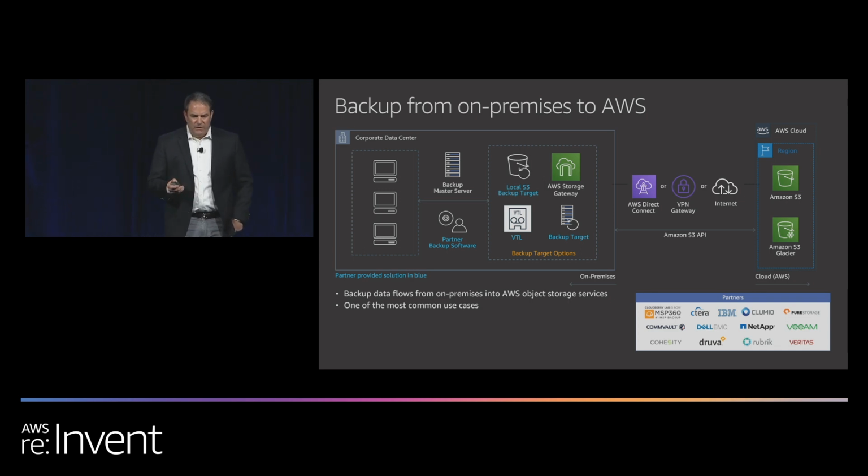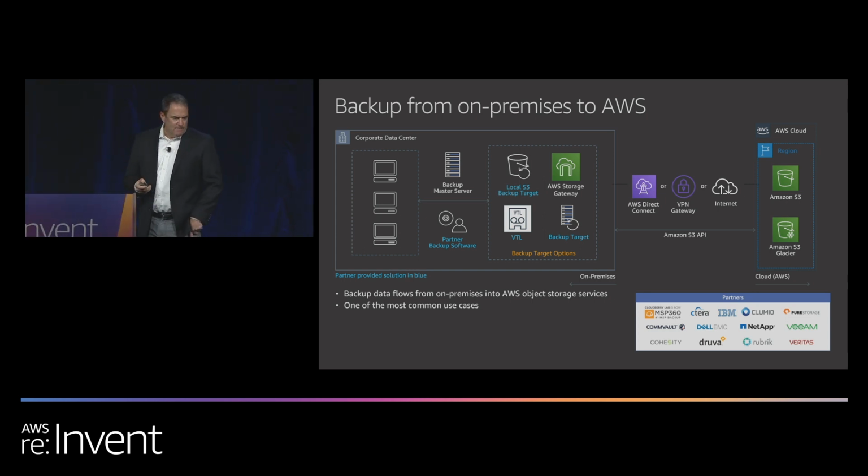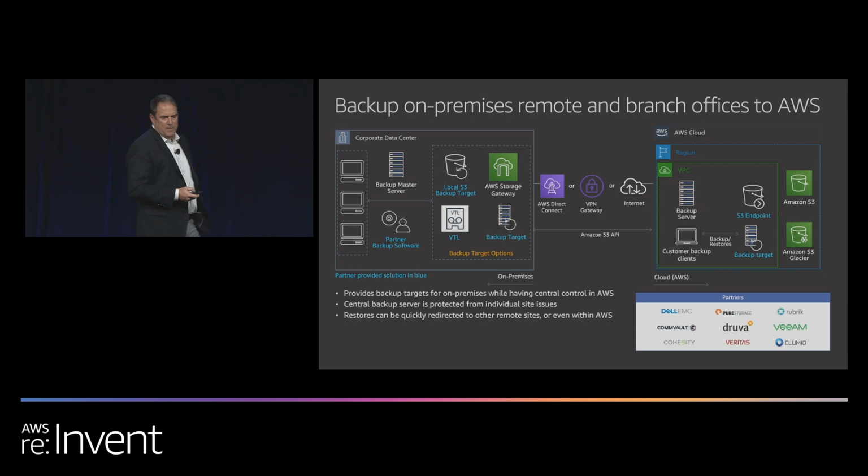So in this example, the master server is being run on premises, and AWS is being used to store the backups. And as I mentioned, there's typically no additional incremental licensing fees for that model. All right, so now this is another model: backup of on-premises remote and branch offices to AWS.